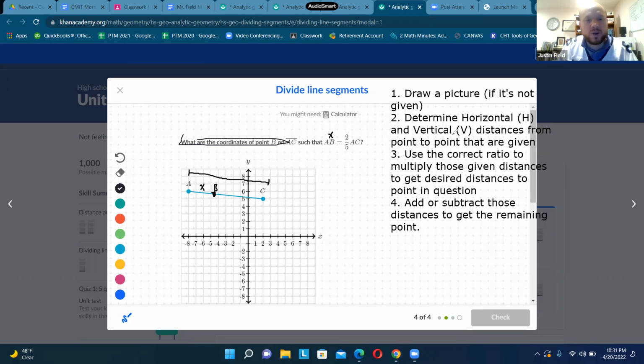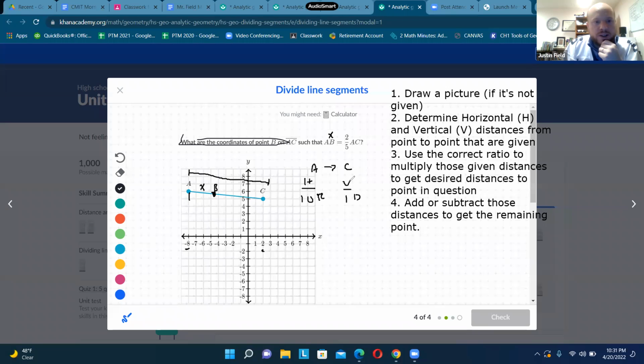So we want to determine the horizontal and vertical distances from A to C. What's the horizontal distance? We're starting at -8 and going to 2, so the horizontal distance is 10. What about the vertical distance? We only have to go down 1. So to get from A to C, let's say 10 to the right and 1 down. That is the total distance.